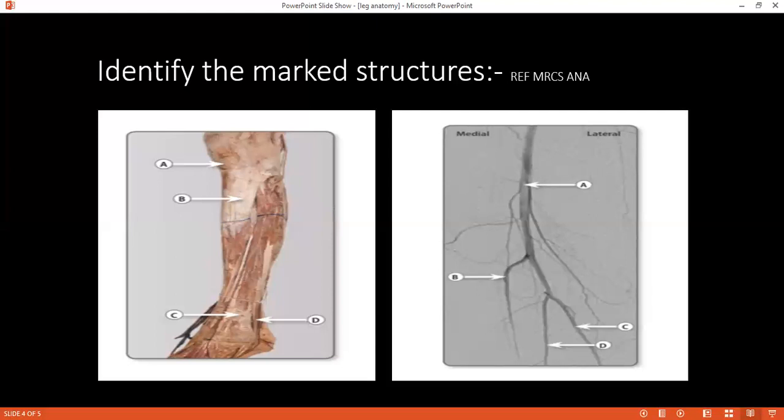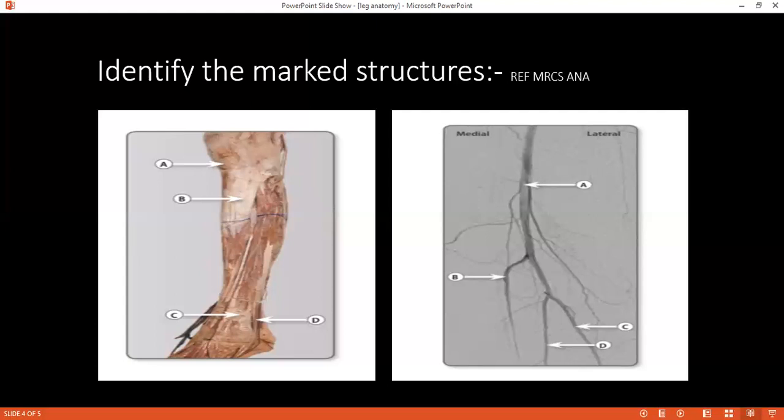Can you now tell me the muscles of the superficial posterior group? Superficially there is gastrocnemius, soleus, and plantaris. And the deep? Deep there is tibialis posterior, flexor hallucis longus, flexor digitorum longus, and popliteus.